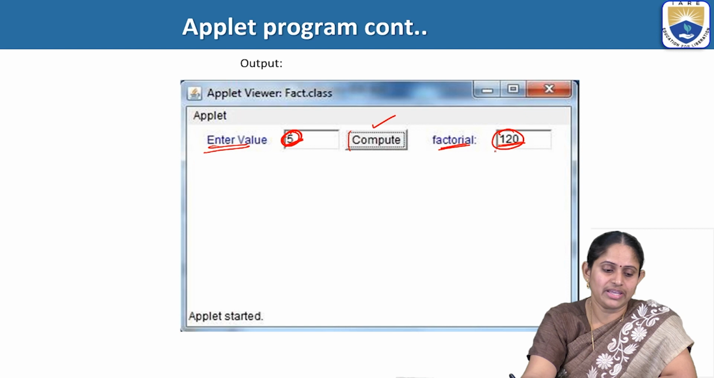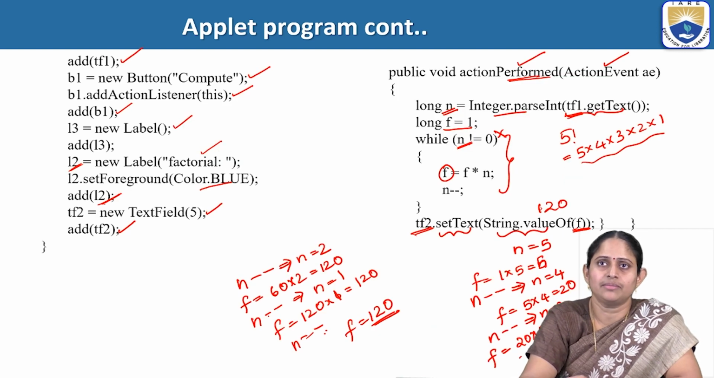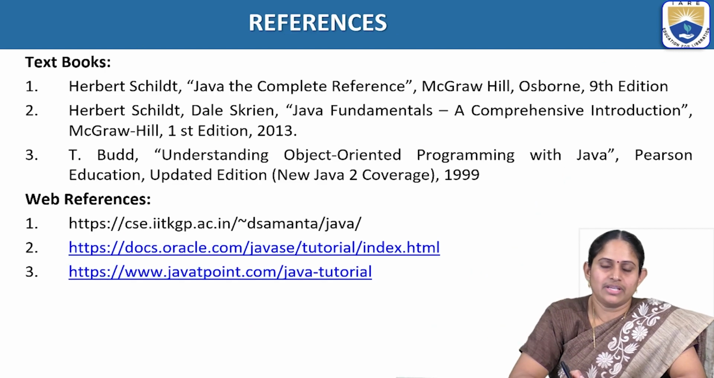So this is how we trigger action listeners on the applet program. So that is all for today's video.